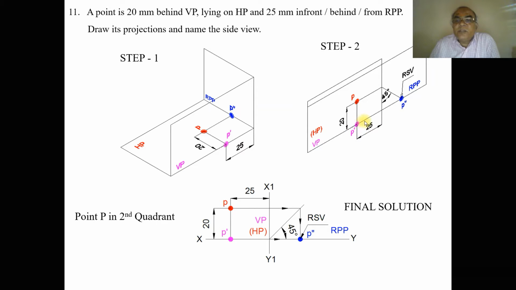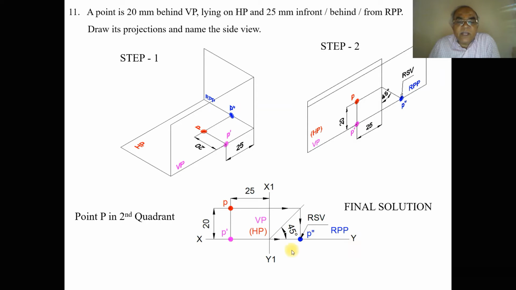So draw a horizontal projector from the front view to the side view, and draw the horizontal projector from P to the end of this X1Y1 line. Here, this is behind VP, so this distance has to be transferred into horizontal. Draw a 45-degree line where the behind VP distance is transferred into horizontal distance, where you have the front view. On that side, you will get the side view. This is behind VP and it is lying on HP, so obviously we get this point here. Since it is behind RPP, it should be the right side view. This is how you get this in the second quadrant.